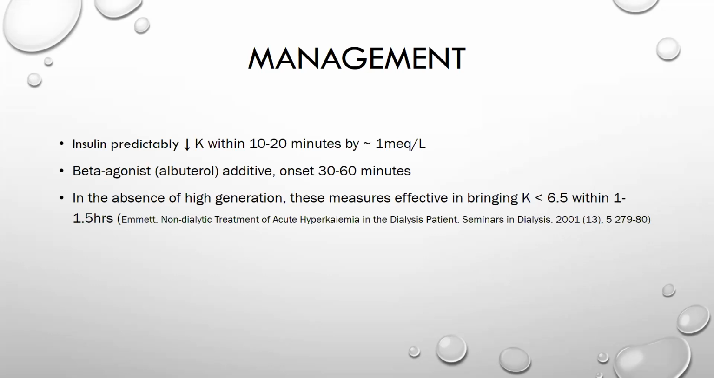So doing these two measures alone, these guys published a paper back in 2001, and they looked at a whole bunch of patients, actually ESRD patients. In the absence of high potassium generation, again, you don't have someone whose cells are dying on you, these measures are pretty effective in getting potassium down to less than 6.5 within 1 to 1.5 hours.